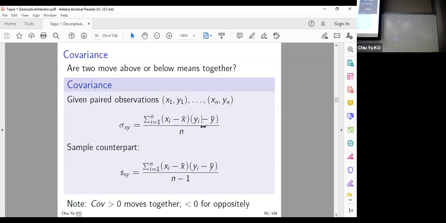And here we have the sample counterpart, with n minus 1, same as variance. We don't explain why that's the case, but that is the formula here. Is that okay?